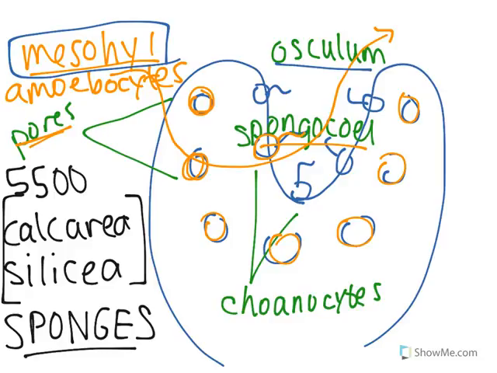That sperm is carried out into the water and usually lands inside of another neighboring sponge, and that sponge, if it has eggs, can have those eggs be fertilized by that traveling sperm. So that's one way that sponges can be fertilized, and just another interesting fact about them.